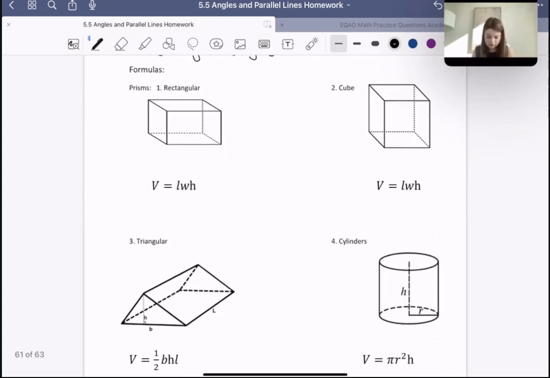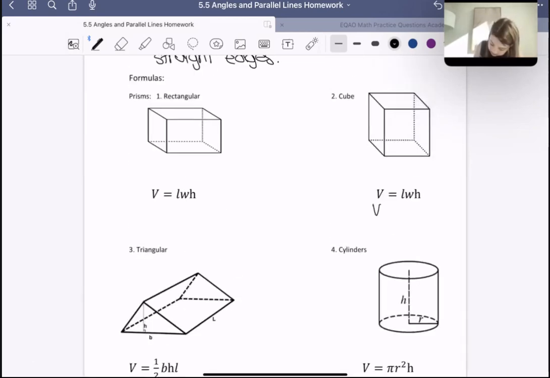So let's go through the formulas. The formula for the rectangular prism is length times width times height. Now that's actually the same as for the cube because a cube is really just where length and width and height are all the same, right? Every cube is also a rectangular prism, and therefore the formula is going to be the same. The only difference is we could rewrite this as just length cubed or width cubed or height cubed because the length, the width, and the height are all the same in a cube.